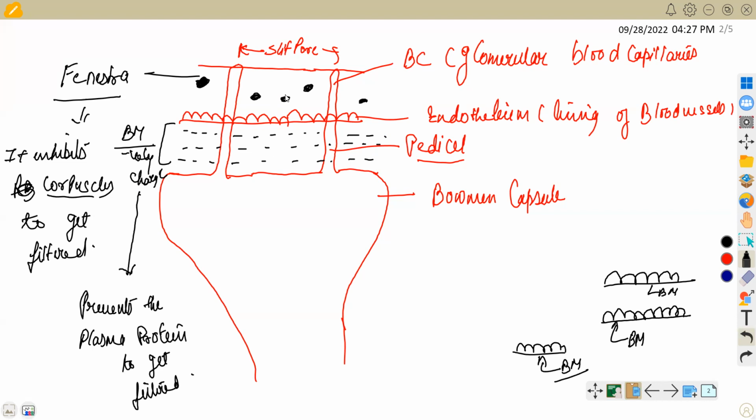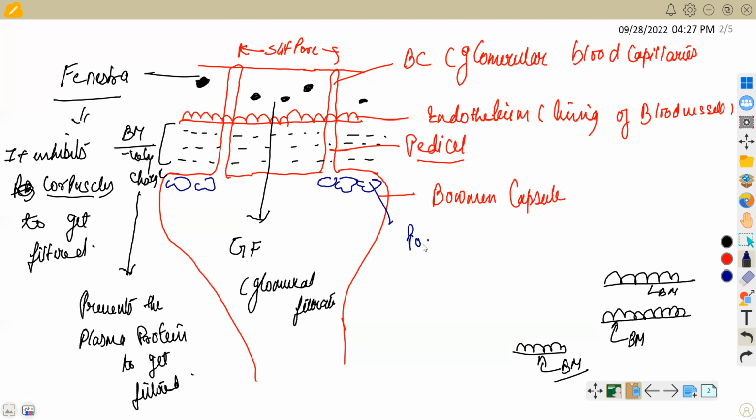So what else will be getting filtered from this region? This filtrate will be the glomerular filtrate. GF is glomerular filtrate, and this is the slit pore, where there is a pedicel stalk-like structure you can see, and the part where there is no pedicel is the slit pore. Here in Bowman capsule, several intricately arranged cells are found. These cells are podocytes.